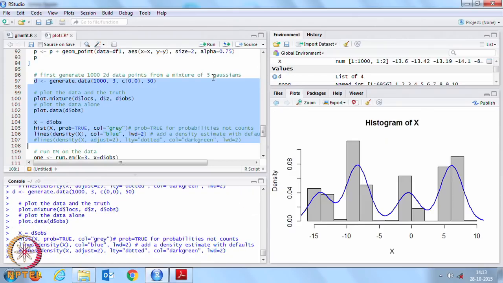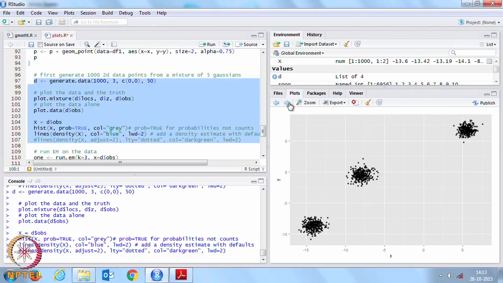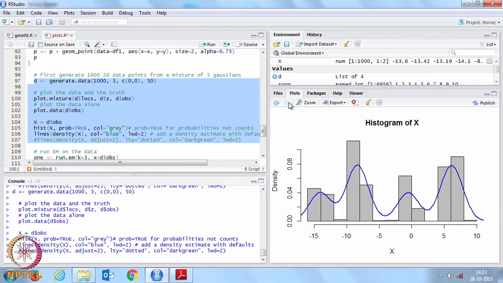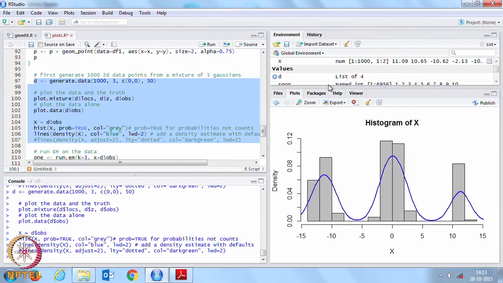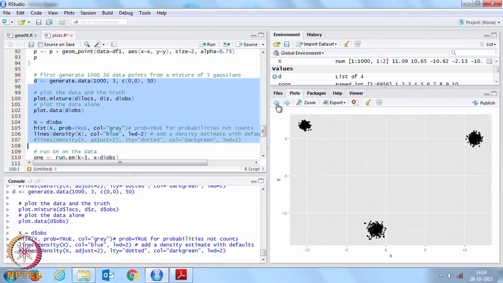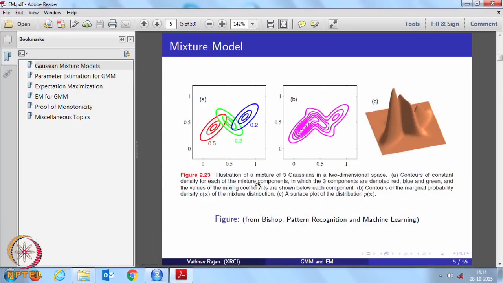This is the data that I generated, and this is the fitted density, which has 4 modes. Let us run it again. This is exactly 3 modes for this data. This is very well separated, the 3 clusters.